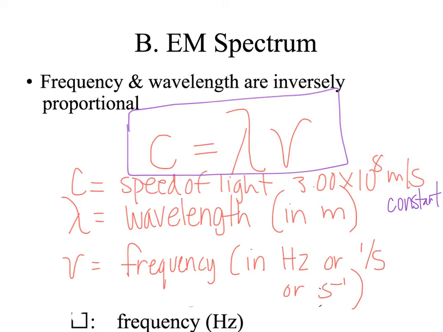And if you notice up here, I tell you that they are inversely proportional. What that means is if one goes up, the other one goes down. And if you look at this equation and you know that it always equals 3 times 10 to the 8th meters per second, if my wavelength goes up, then my frequency is going to have to go down, because when I multiply them, they still must equal the 3 times 10 to the 8th meters per second. So always remember, if one goes up, the other one has to go down. That's what it means to be inversely proportional.